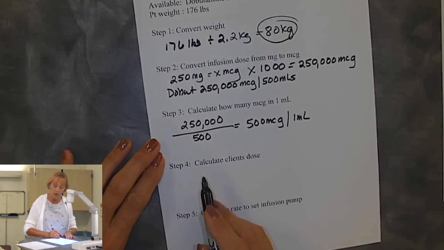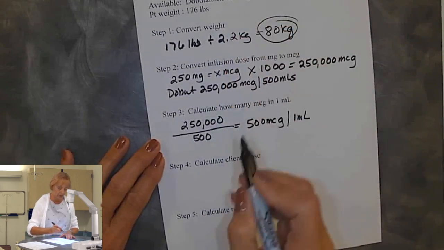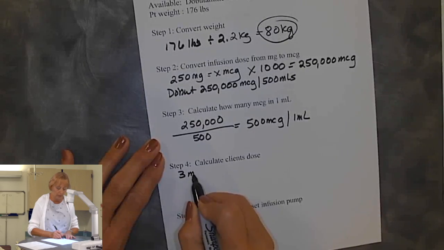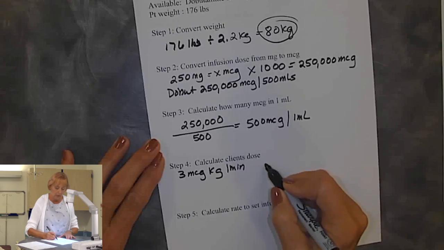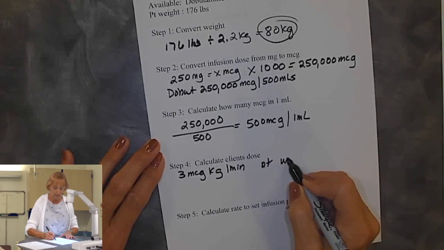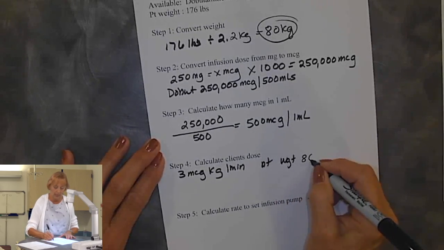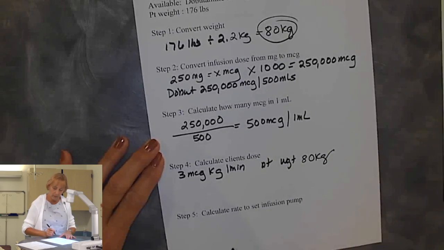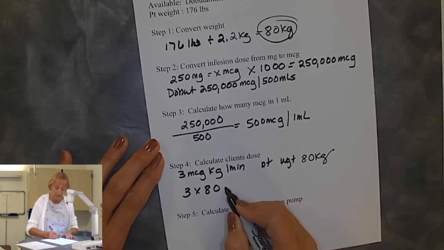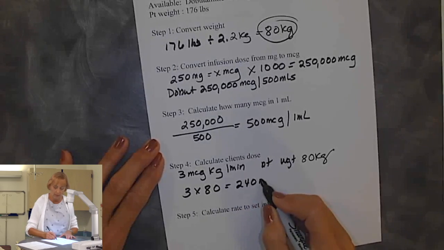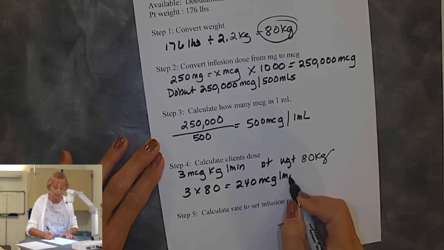So then, what is your client's dose? So you go back up to the top. So you want to give 3 micrograms per kilogram per minute. Your patient weighs 80 kilograms. So 3 mics times 80 is equal to 240 micrograms per minute.